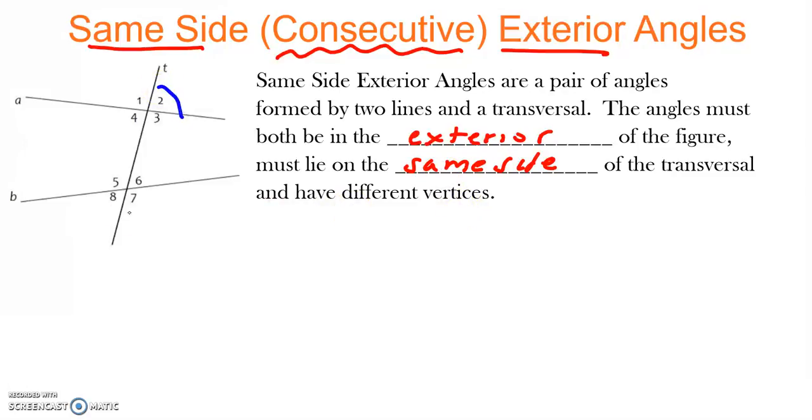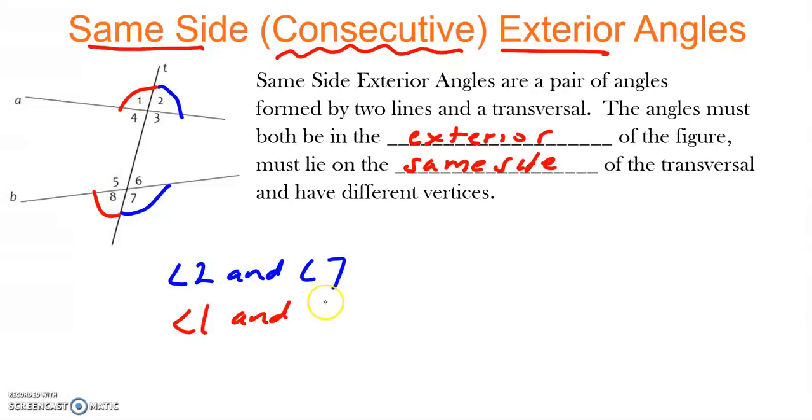So, angle 2 and angle 7, different vertices, same side, both on the outside of the two lines. So angle 2 and angle 7 are a pair. And I would say there's one more, angle 1 and angle 8 also fit this criteria.